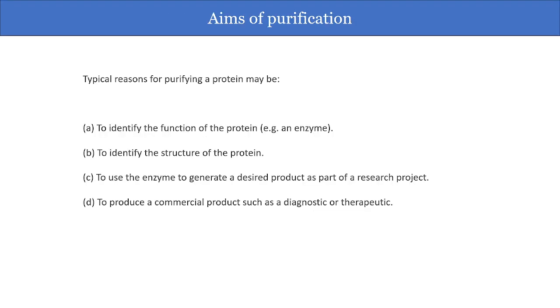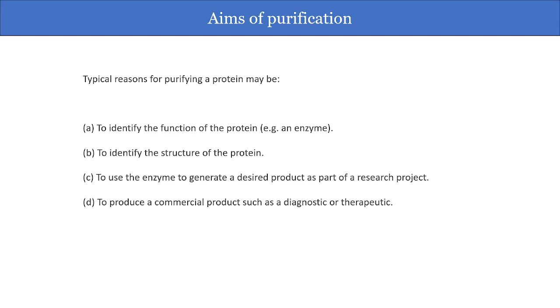So what is the main aim of purification? The typical reasons for purifying a protein may be to identify the function of a protein, like we have the enzymes. If it is present in a mixture of proteins, it does not usually carry out its catalytic function or its enzymatic action. So to identify the function of that particular enzyme or protein, we need to purify it. Also, we need to identify the structure of the protein, like we carry out NMR, X-ray, and nowadays cryo-EM is very relevant. So this is another reason for getting the protein in a pure form.